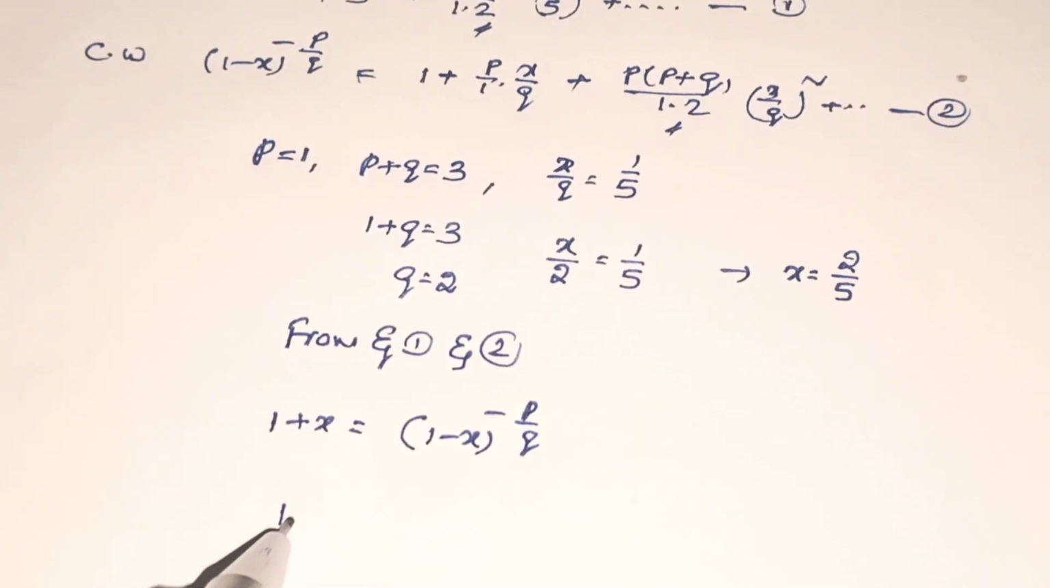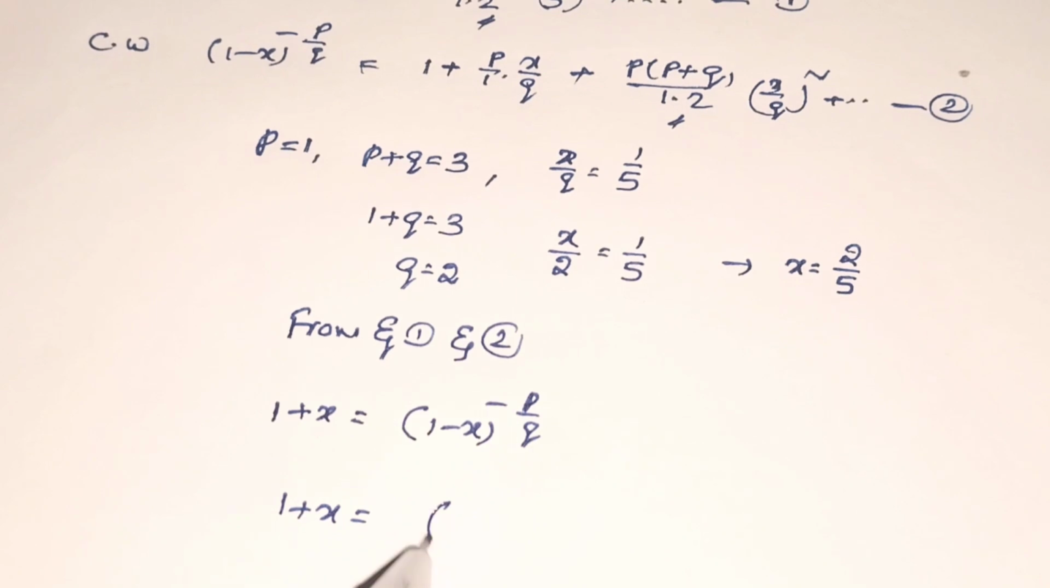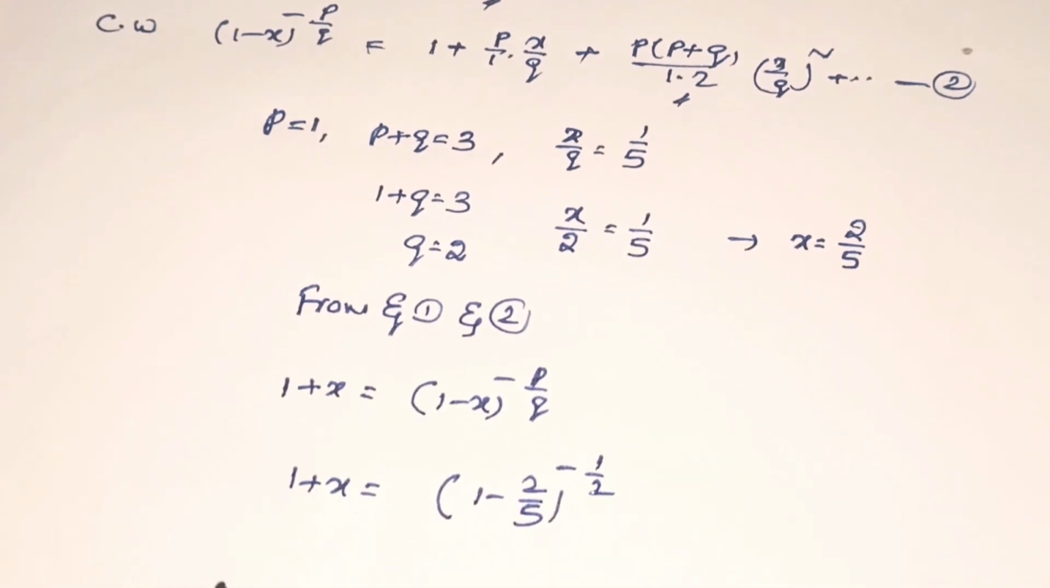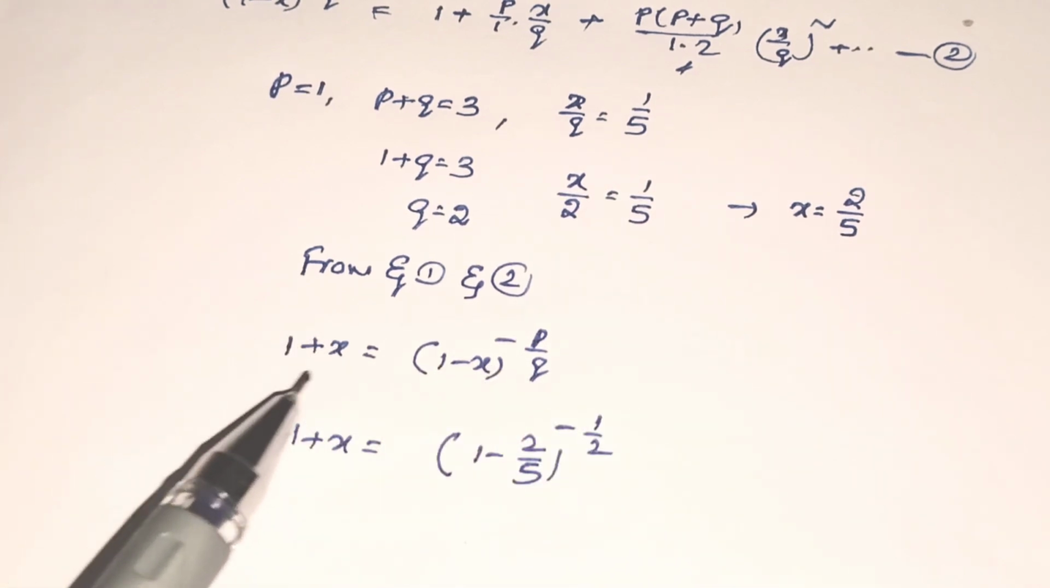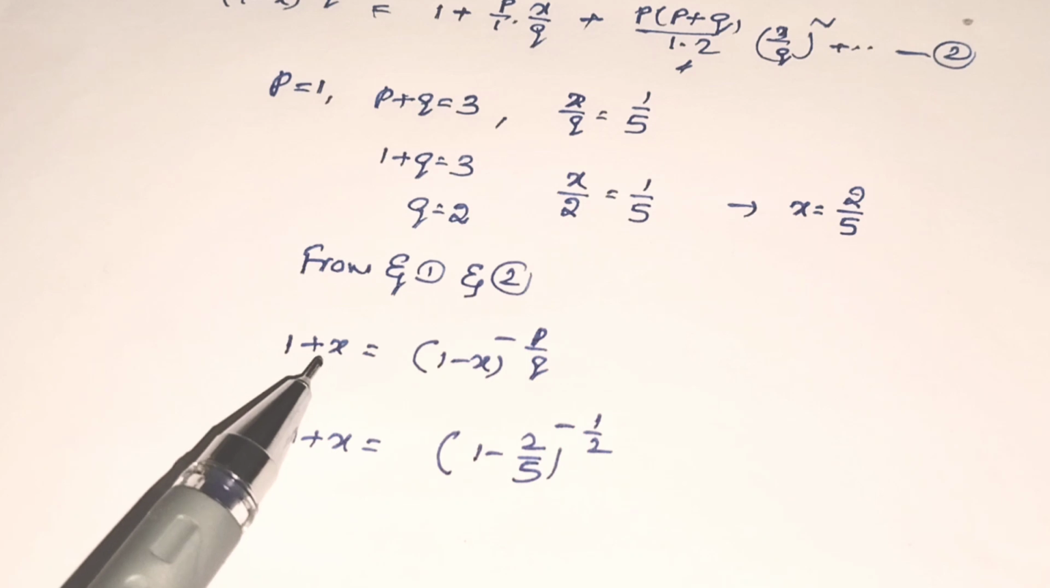Now substituting the values, we get 1 plus x is equal to (1 minus x value 2 by 5) power minus 1 by 2. P value 1, q value 2. We have to replace the x value at this place only, not at this place. This is the x value of the given question.